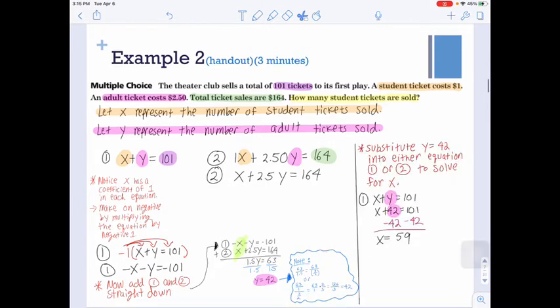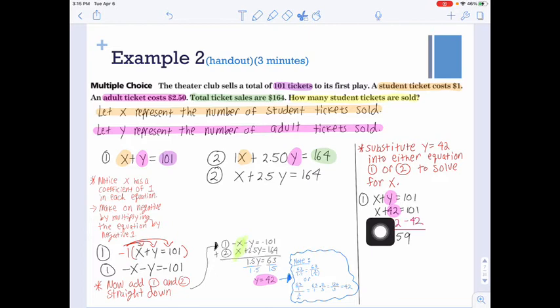Now that we have the y value of 42, we can substitute y equals 42 into either equation, 1 or 2, to solve for x. It doesn't matter which one you use. I think equation 1 looks a little bit more simple, so I'm going to use x plus y equals 101, plug in 42 for my y value to get x plus 42 equals 101.